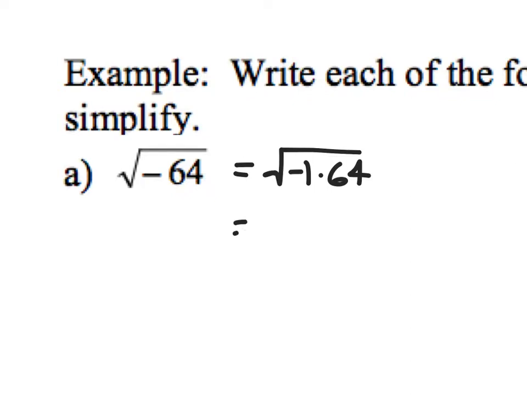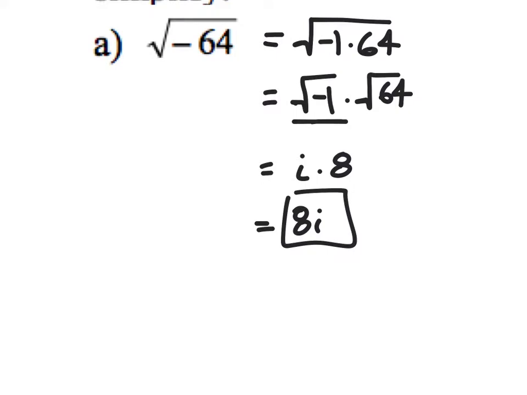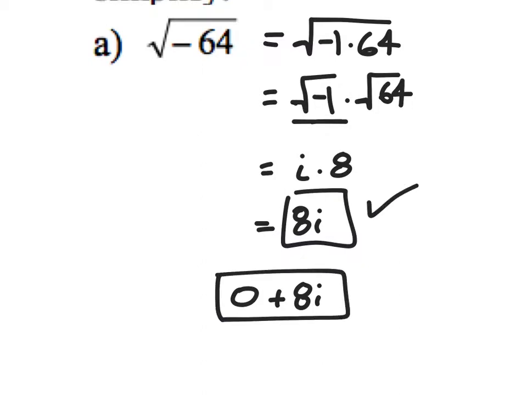Now this is really the square root of negative 1 times the square root of 64. If I take the square root of negative 1, remember that that number is i. And the square root of 64, I know to be 8. So now I have this complex number, which is 8i. You can leave it like that. If you wanted to put it in true complex form, you would do 0 plus 8i, but you don't have to. Either one works, but this one works just fine.